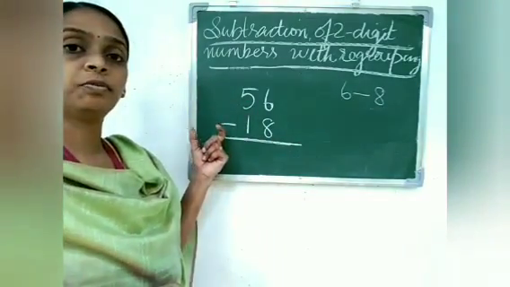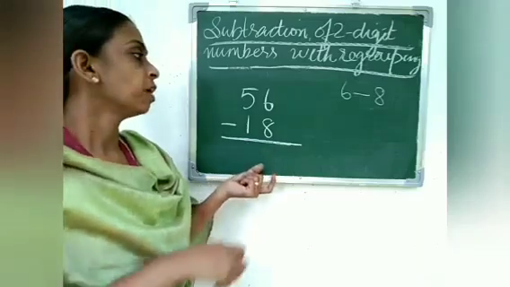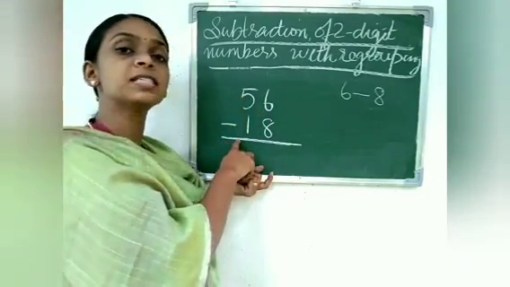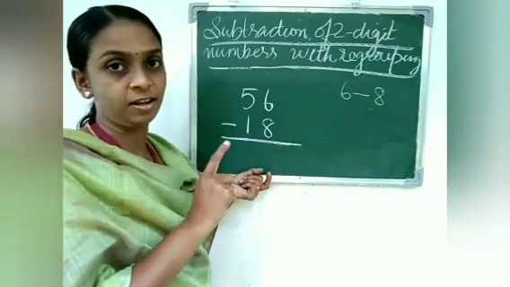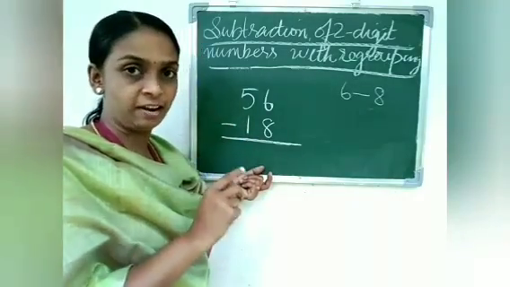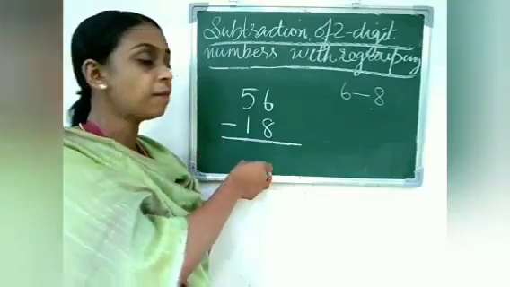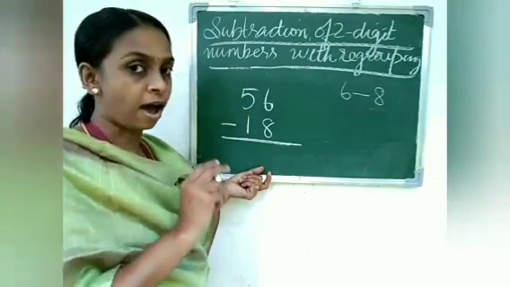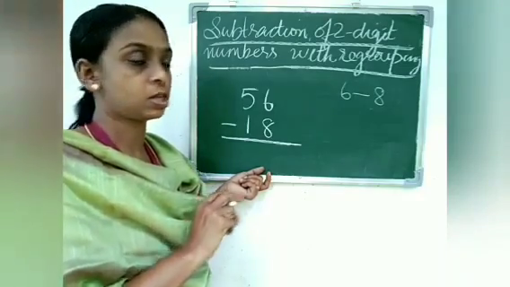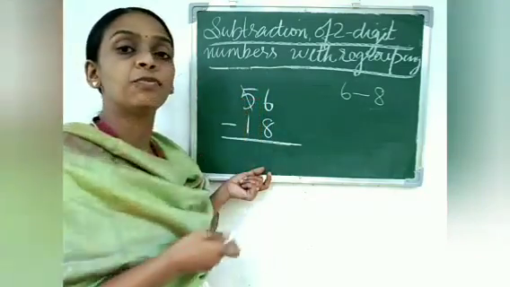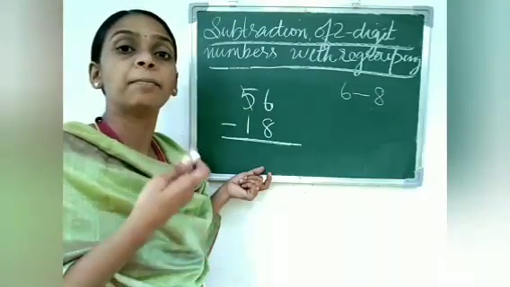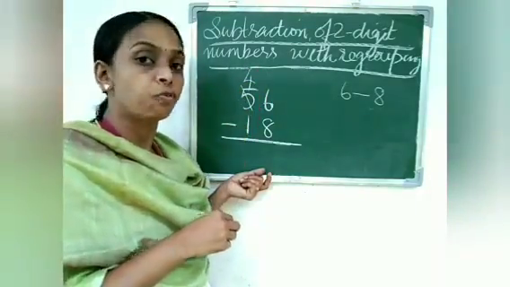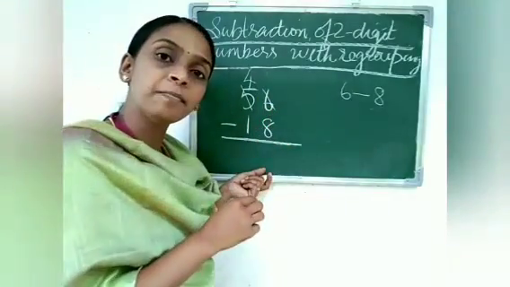So what will we do? The next step is what? We have to borrow from the next place, that is, from the tens place. We have to borrow 1 ten from the tens place. Which is the number in the tens place here? 5 is the number in the tens place. So when we take 1 ten from the 5, the number will become 4.